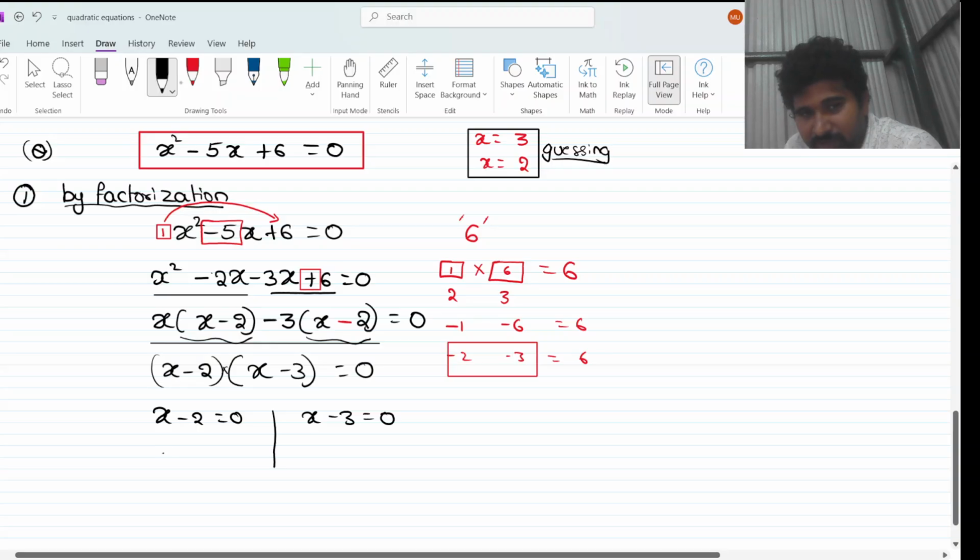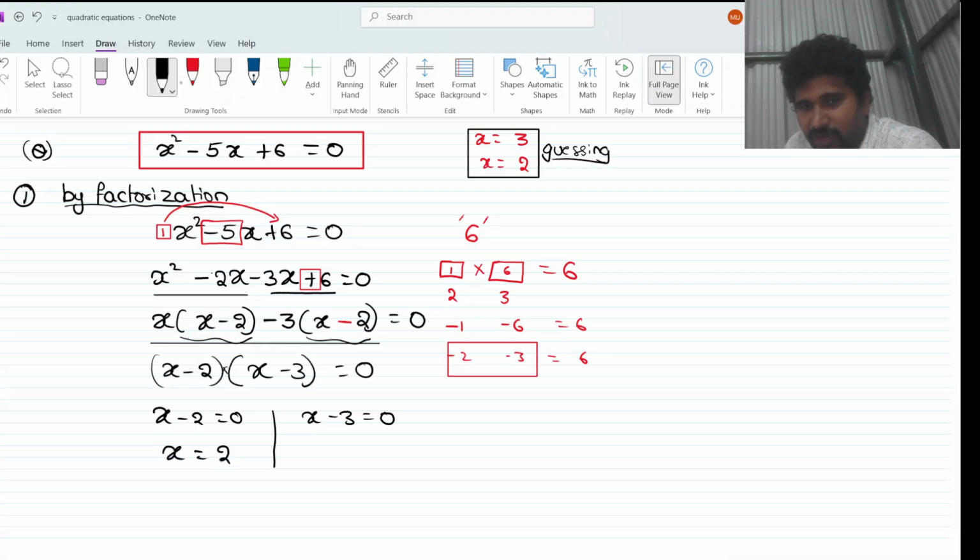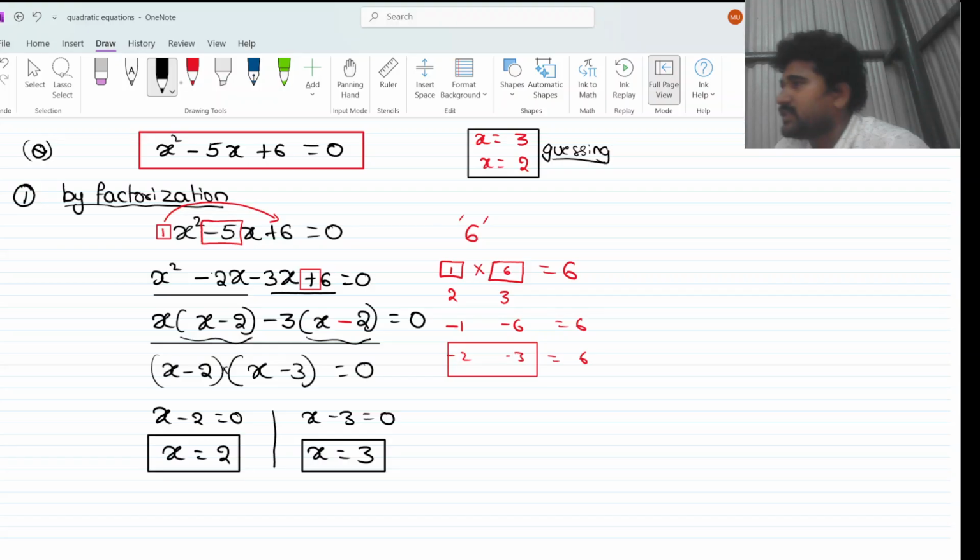Understand? From here, x is equal to 2, x is equal to 3. X is equal to 2 and x is equal to 3. Is that clear for everybody? Any confusion in this method? No, you already know. You did the same method only in the polynomials. So no issue with this method.